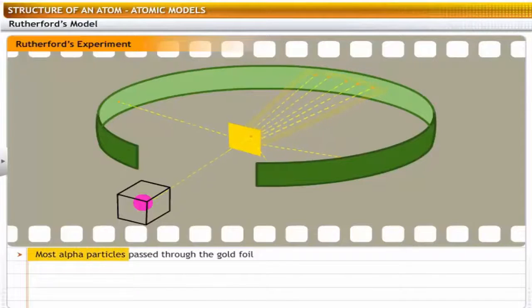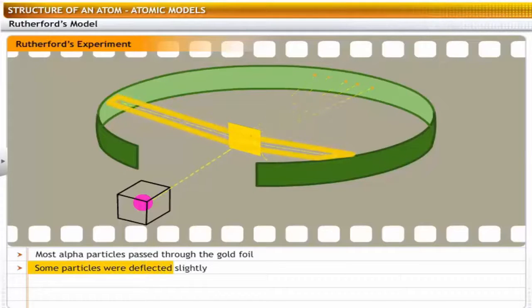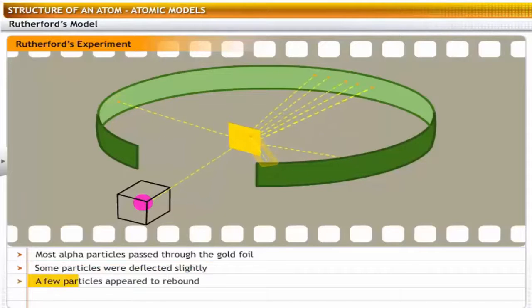most of the alpha particles passed straight through the gold foil without getting deflected. A small fraction of the alpha particles were deflected through small angles. A few alpha particles bounced back.